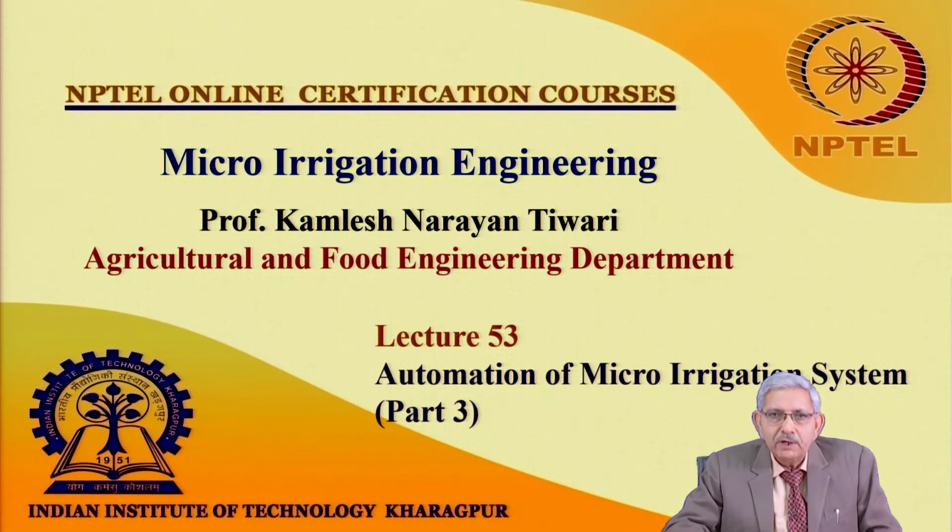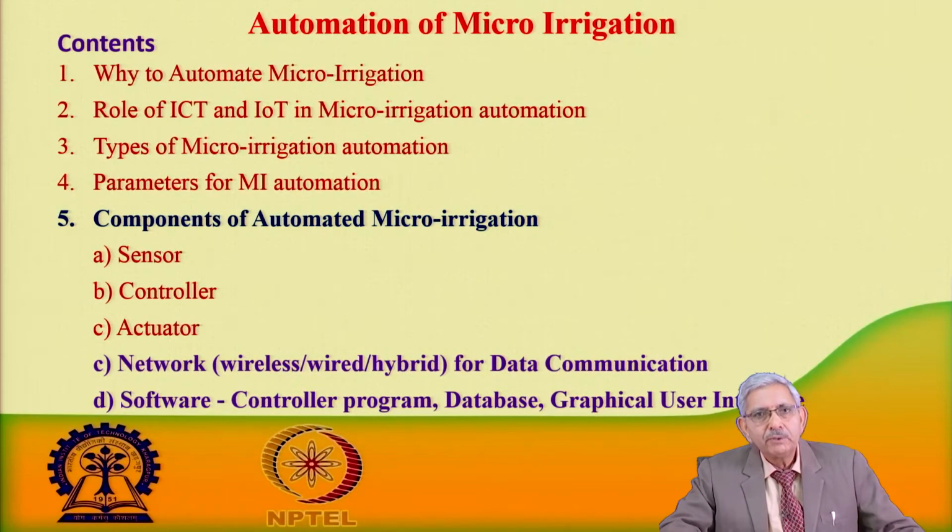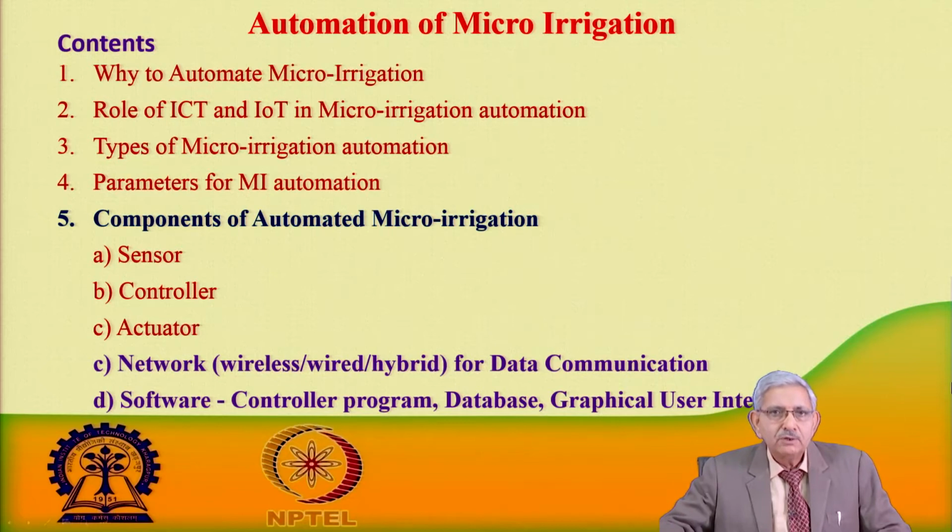So, the first 2 parts we discussed. We discussed why to automate micro irrigation system, what are the roles of ICT and IoT in micro irrigation automation, types of micro irrigation automation, parameters of MI automation and their components.